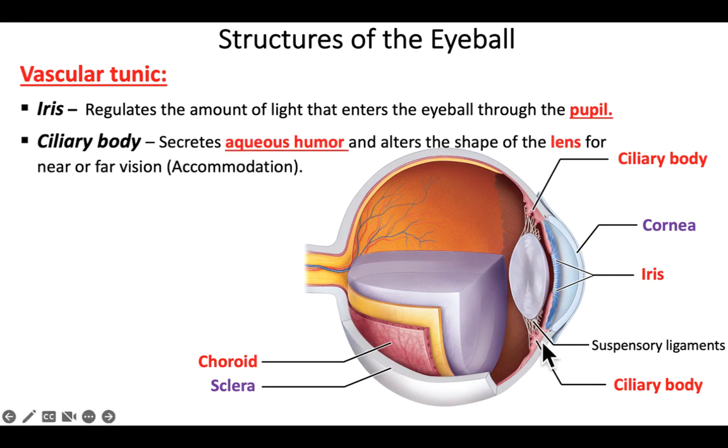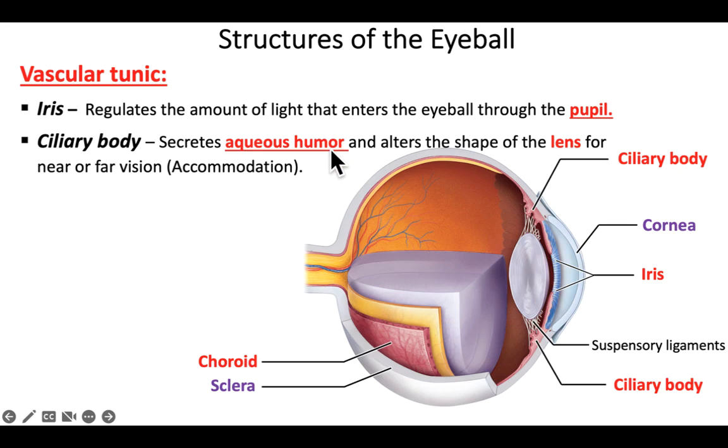Iris, then we go ciliary body, which is this structure here, and then you can see it up here as well. The ciliary body has 2 major functions. One is it secretes a liquid called aqueous humor. Aqueous humor fills this portion of the eyeball that's in front of the lens. This is known as the lens. Everything in front of that lens, there's a liquid. It's very watery, so it's aqueous.